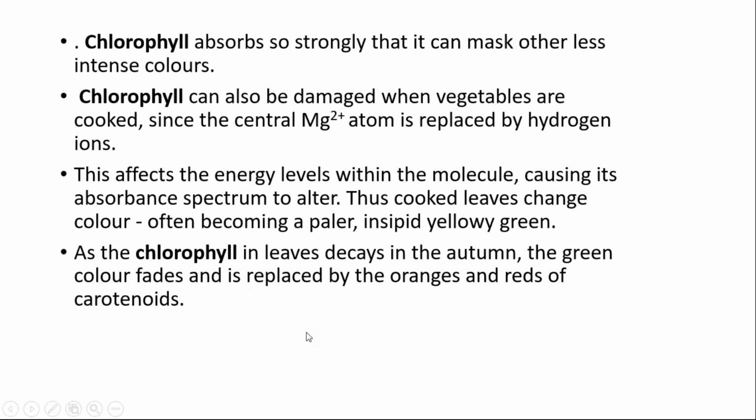In autumn, or as the days go by, in the southern part of India we do not see these changes, but in the northern part, in Jammu and Kashmir, you see the changes in the season, and the leaves change in color. So in autumn, the chlorophyll in the leaves will decay, the green color will fade away, and it is replaced by the orange and red carotenoids, which are accessory pigments present in leaves, but because of the overwhelming nature of chlorophyll are not visible.